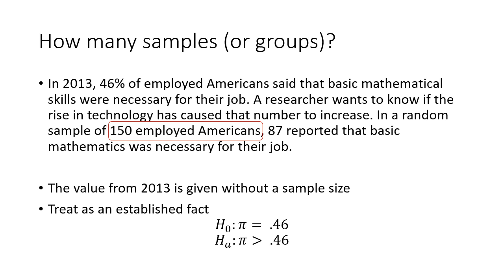That means that our hypotheses would look like this. The null hypothesis is that the proportion of all Americans who say that basic mathematics is necessary is 46%. And the alternative hypothesis is that that proportion is greater than 46%, because the researcher wants to know if the rise in technology has caused the proportion to increase.